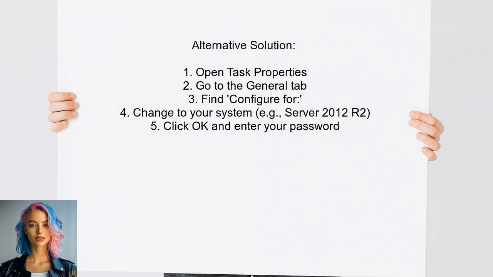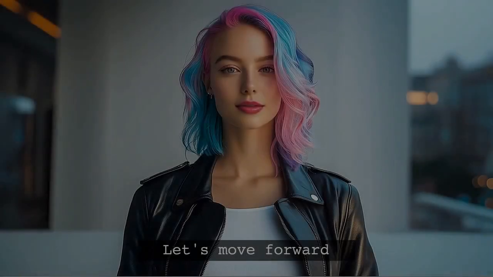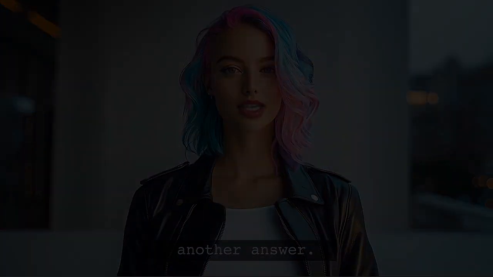One user found a solution by adjusting the task properties. They suggest going to the properties of the task, then under the General tab, look for the option labeled Configure For. Change this setting to match your system, such as Windows Server 2012 R2, and then hit OK. Don't forget to enter your password when prompted. Let's move forward and look at another answer.